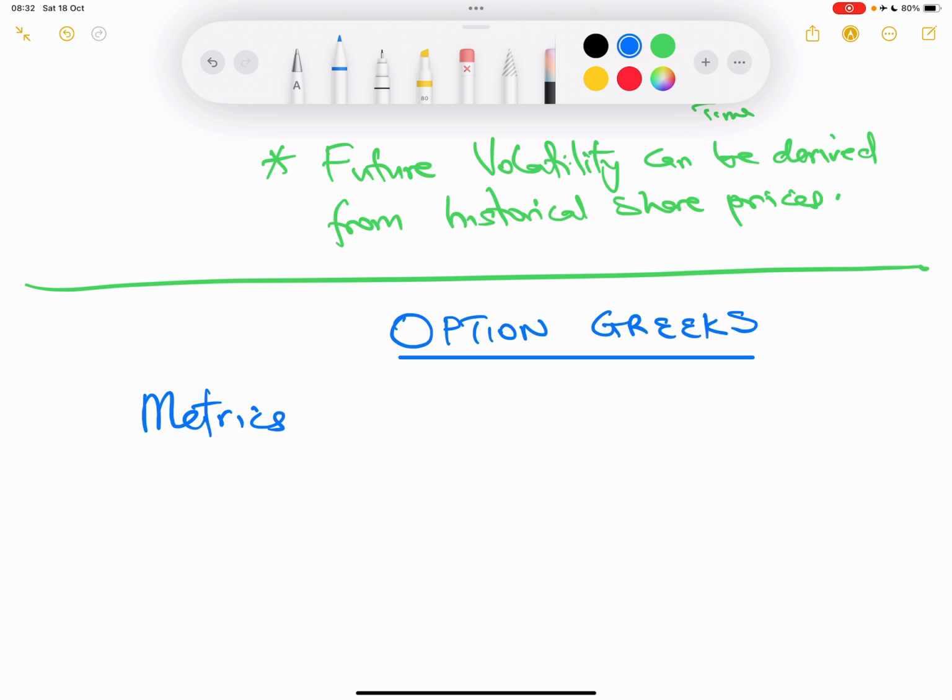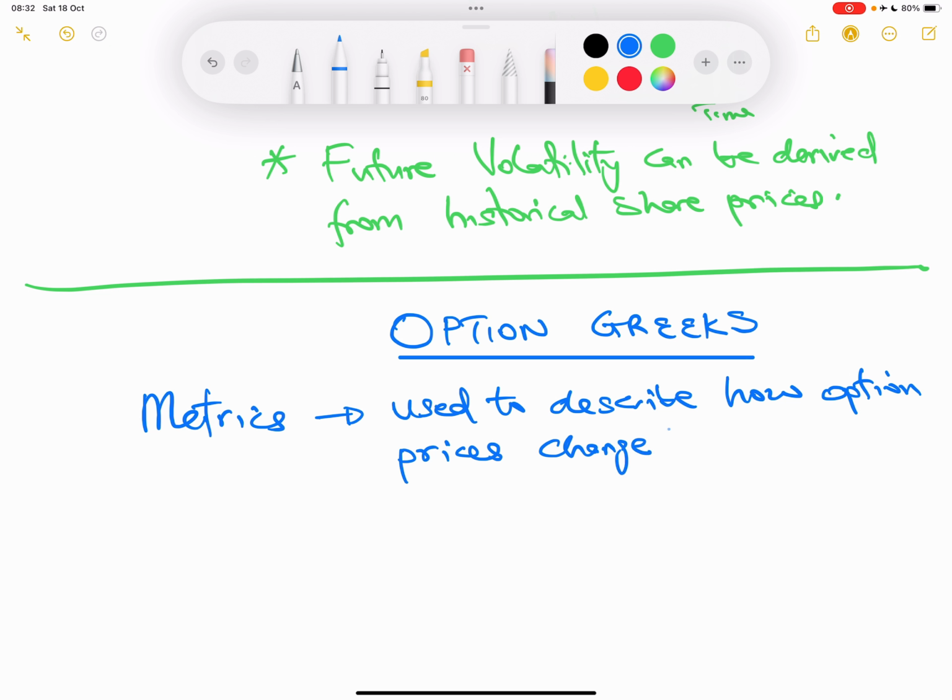Let me put it this way: these are metrics used to describe or quantify how option prices change in response to change in other factors.